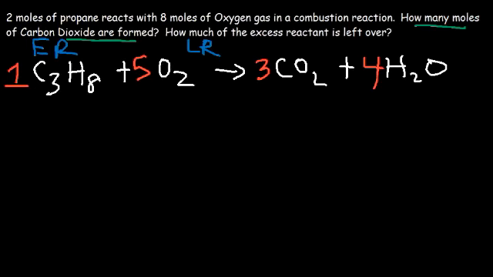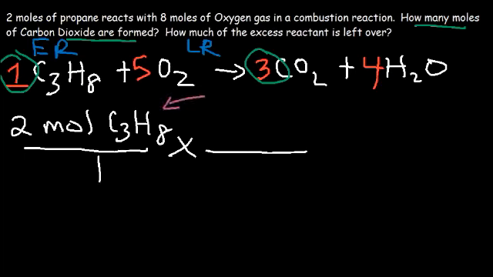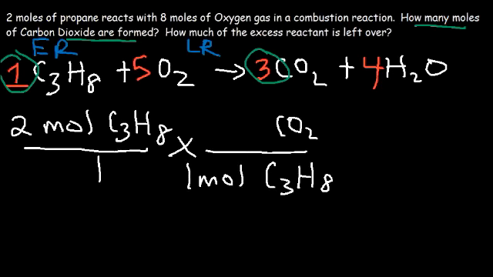So let's start with 2 moles of propane. And let's convert it to moles of CO2. Whenever you want to convert from one substance to another using a balanced reaction, you need to find the molar ratio. The molar ratio between propane and CO2 is 1 to 3. Now, notice that we have C3H8 on the top, so we've got to put C3H8 on the bottom and CO2 on top. So according to the molar ratio, for every 1 mole of propane that reacts, 3 moles of CO2 are produced.